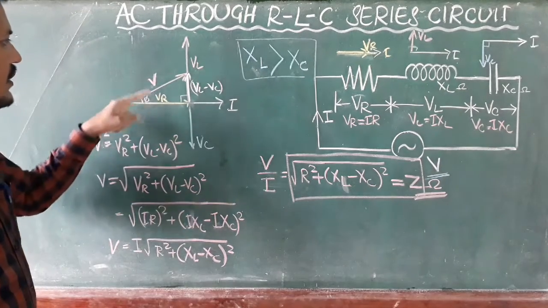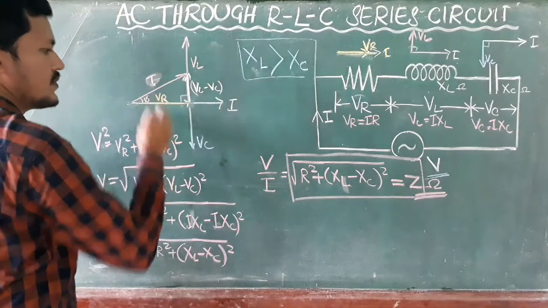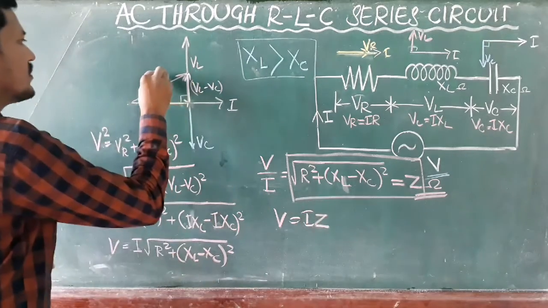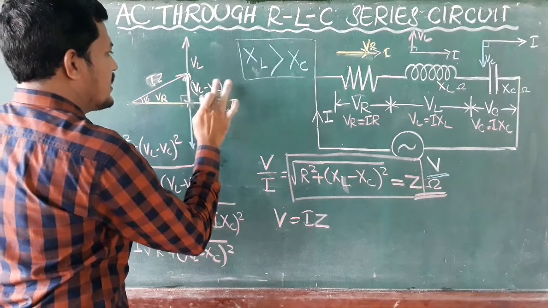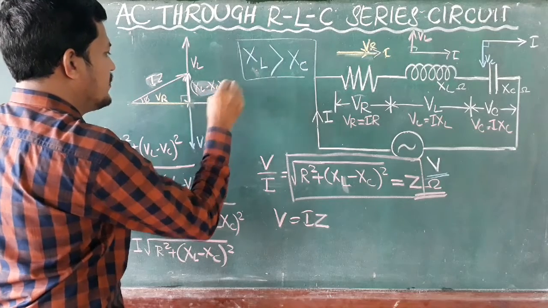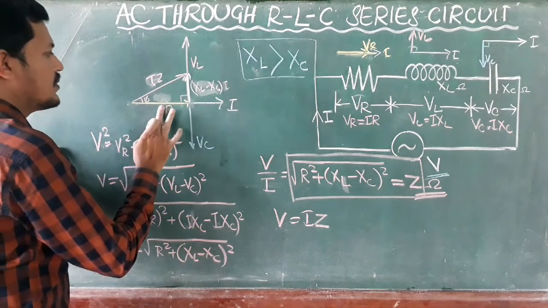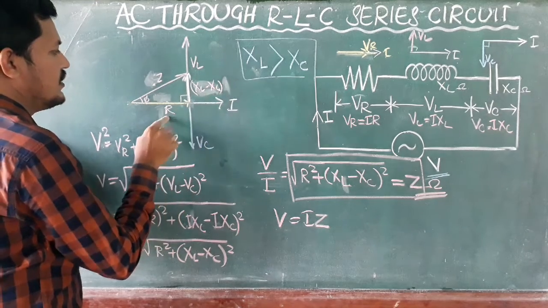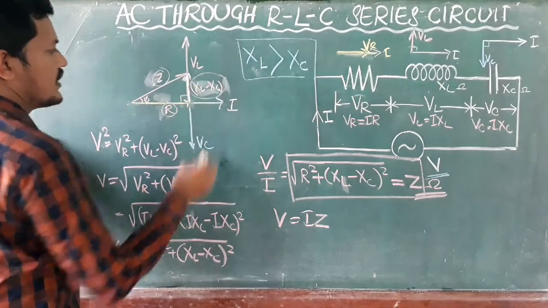Clear? Now we can replace with IZ, so V equals I into Z. Again, VL minus VC I can replace with XL minus XC into I, and VR I am replacing with I into R. So taking I outside, we get Z, XL minus XC, and on this side R.